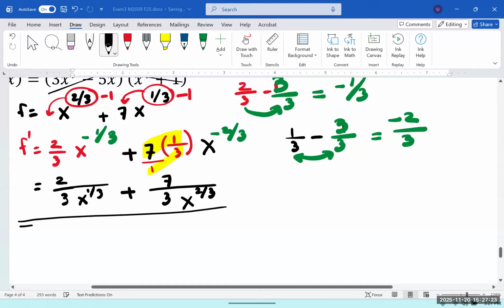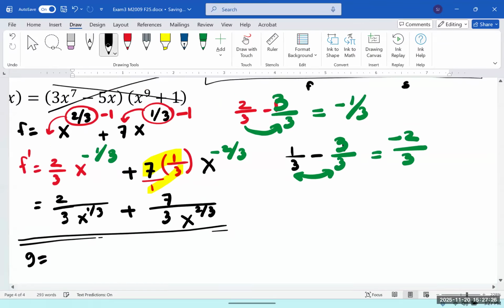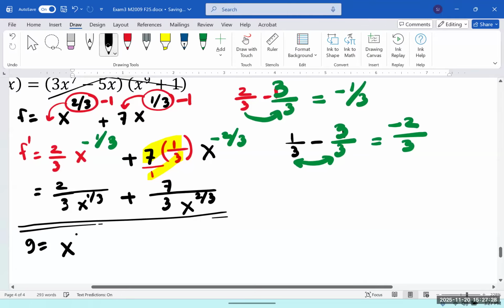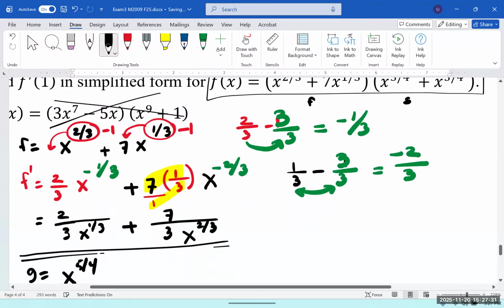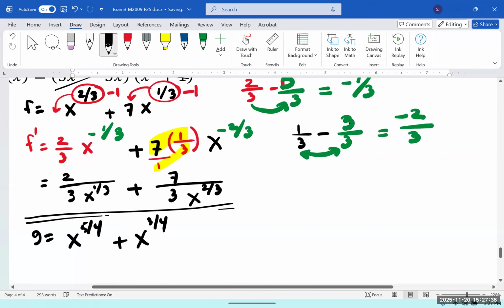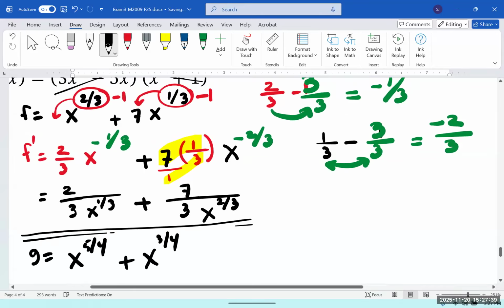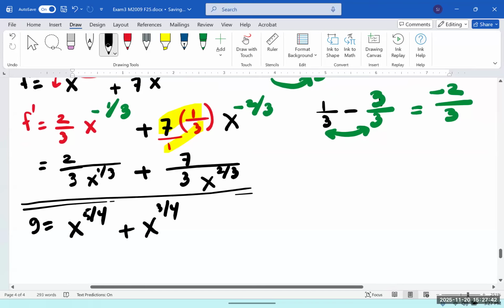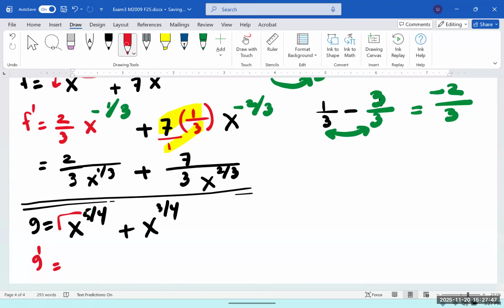Now for g. Our g is x to the 5/4 plus x to the 3/4. We do the same thing. The 5/4 comes down and then we subtract 1 from the power. So 5/4 x to the 5/4 minus 1. But how do we rewrite 1 this time?